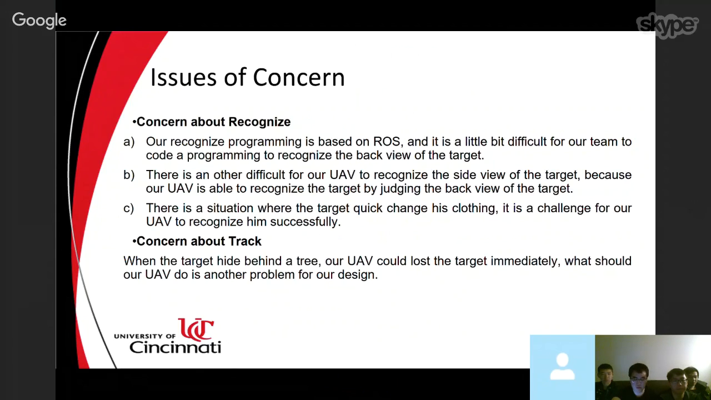And another issue of concern is about tracking. We consider the condition where our target hides behind a tree and our UAV would lose the target. Then how to catch our target again is the issue of concern which might inhibit the success of our project. So those are all the issues of concern we consider currently.